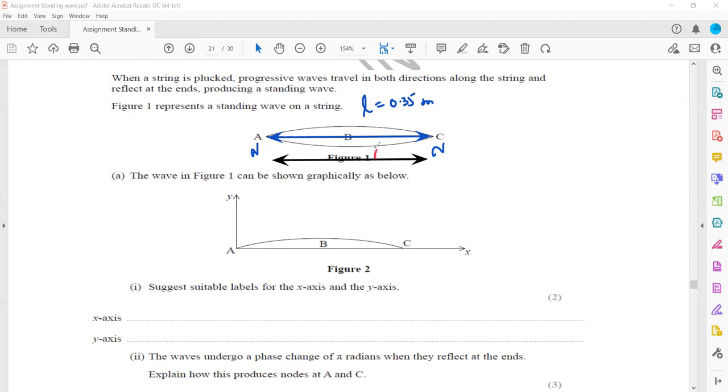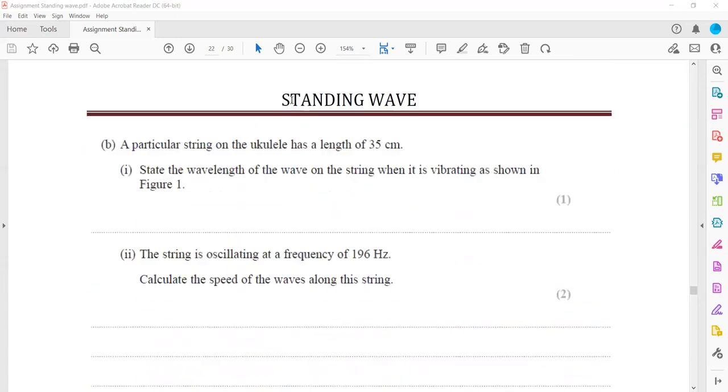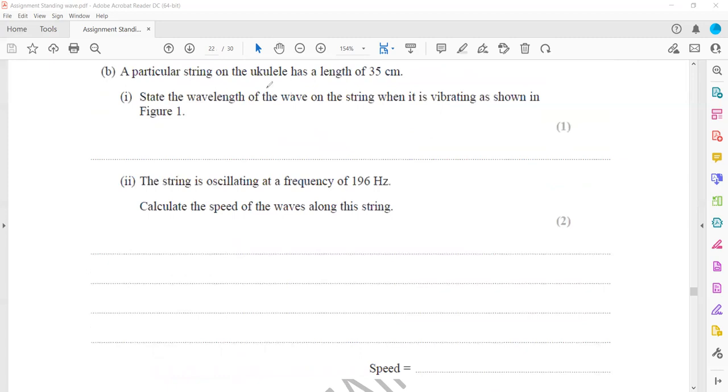Wavelength equals twice the length. Yes, that's right. The distance between two successive nodes is half of the wavelength, or we can say wavelength is always twice the length. So 2 multiplied by the length, 0.35, gives 0.7 meters. So as they ask, what is the wavelength here? That is equal to 0.7 meters.